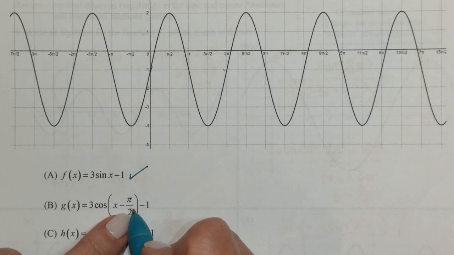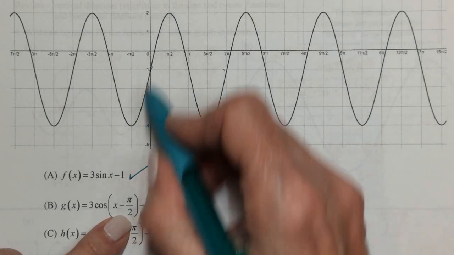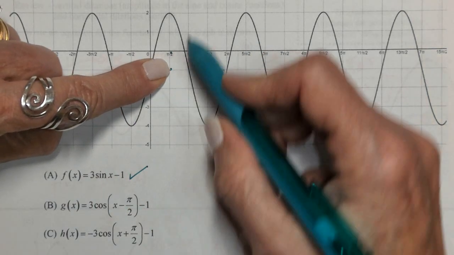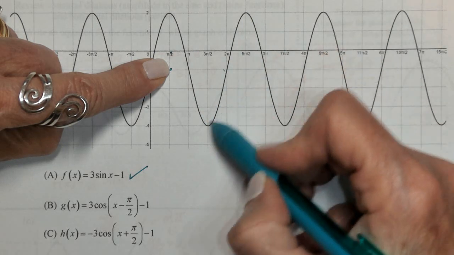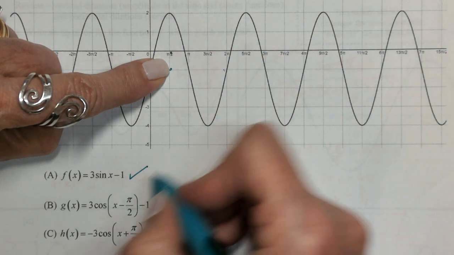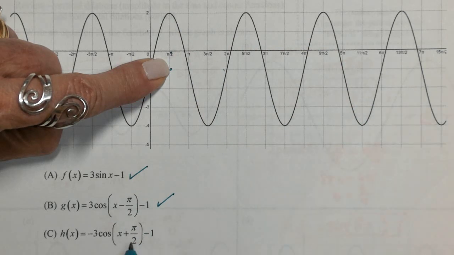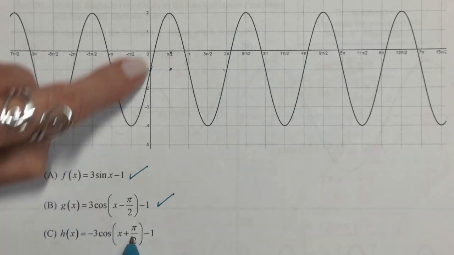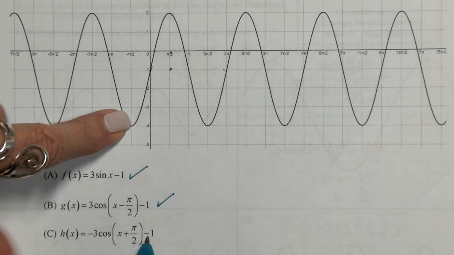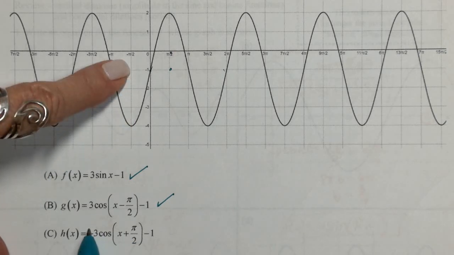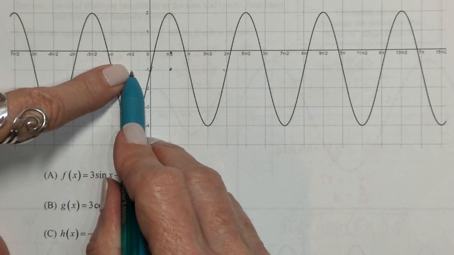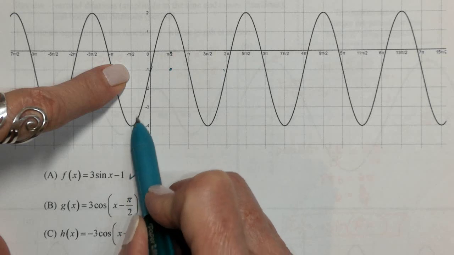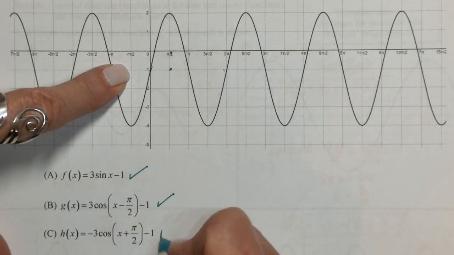Here it's cosine shifted right pi over 2 and down 1. Is that cosine with amplitude 3? It sure is. Okay, the next one. It's a cosine shifted negative pi over 2, down 1, but it's a negative 3. So if it's a negative 3, it should start down 3 and then be a cosine, and it is.